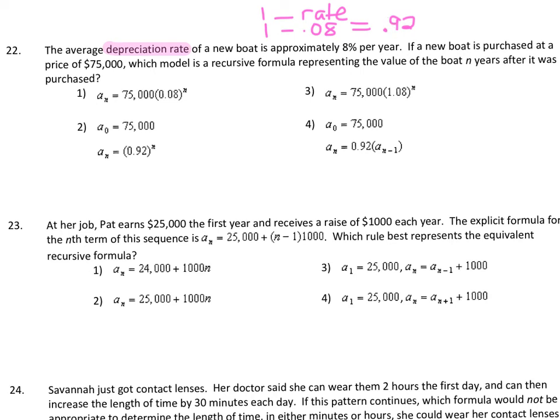All right, so if a new boat is purchased at a price of $75,000, which model is a recursive formula? Let me underline that. Let me highlight that too. That's important. Representing the value of the boat n years after it was purchased. Okay, so we're looking for a recursive formula, which we know has to have 2 sentences to the rule, kind of like number 2 and number 4. So I'm going to cross off choice 1 and choice 3.